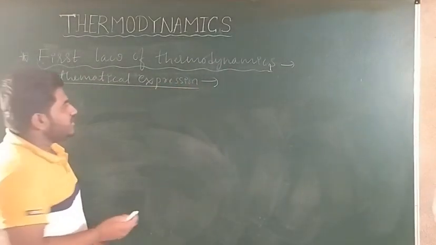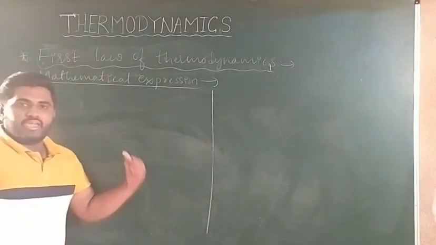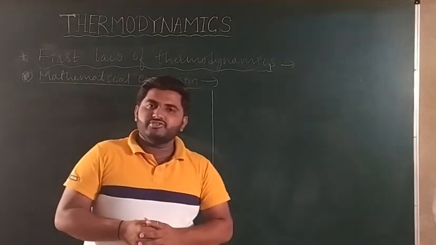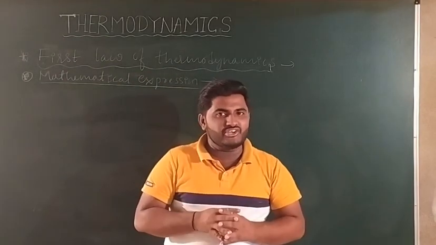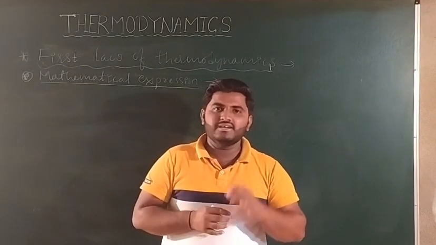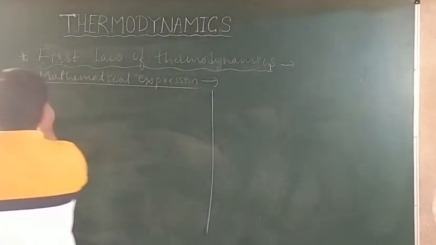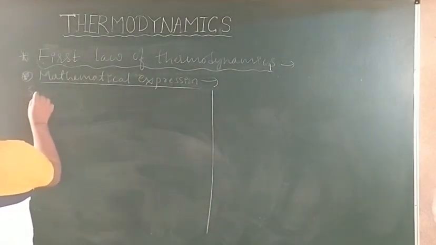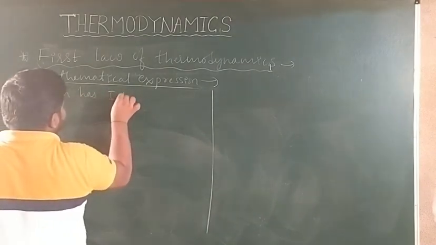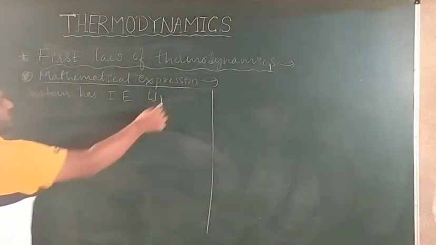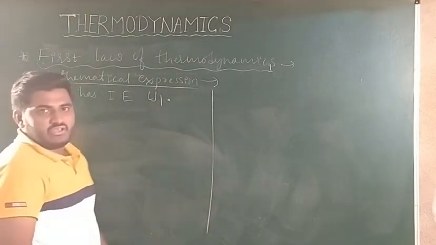Mathematical expression for first law of thermodynamics. To derive that mathematical expression, you must know what you have already studied regarding internal energy. Let us assume that some system has internal energy U1. So the system has an internal energy U1 now.